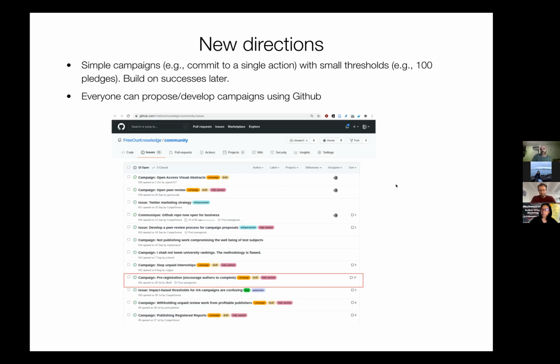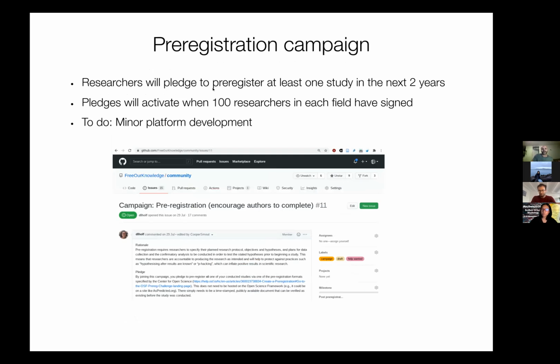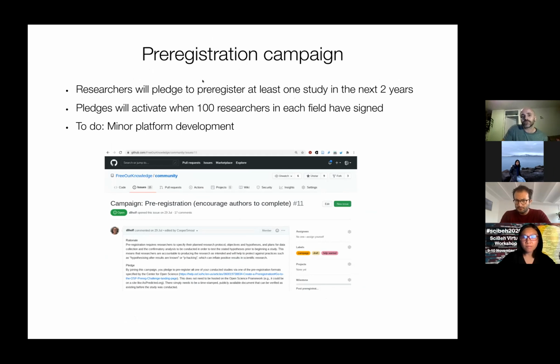I wanted to highlight just one of those campaigns, which our very own Dawn Holford has proposed, and we've been developing with a few other researchers. This is a pre-registration campaign. It will very simply ask people to pledge to pre-register at least one study in the next 2 years. When we get 100 researchers in any particular field to sign that campaign, then we'll all carry out that pledge from that point forward. Just a minor point, we're waiting on some platform development to get that campaign out in the world, but hopefully in the next couple of months, that'll be online.